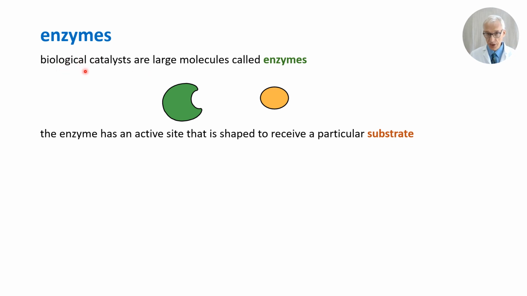Biological catalysts are large molecules called enzymes. So here is our enzyme in green. The enzyme has an active site that is shaped to receive a particular substrate. Again, the orange color. The two fit geometrically. The reaction of that substrate is then catalyzed by the enzyme.